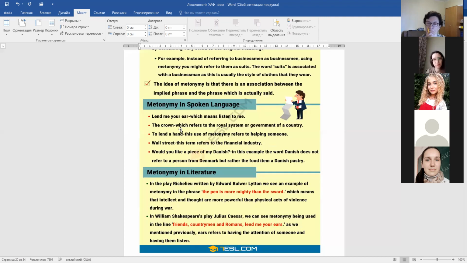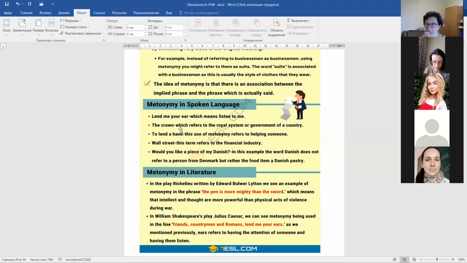Next, Marin. The crown, which refers to the royal system of government of a country. Да, the crown, це не корона, а що ми кажемо? Король, монархія, або як королева, або взагалі управління країною. Окей. To lend a hand, this use of metonymy refers to helping someone. Lend a hand, позичити руку, а ми кажемо: подати руку, допомогти. Да?